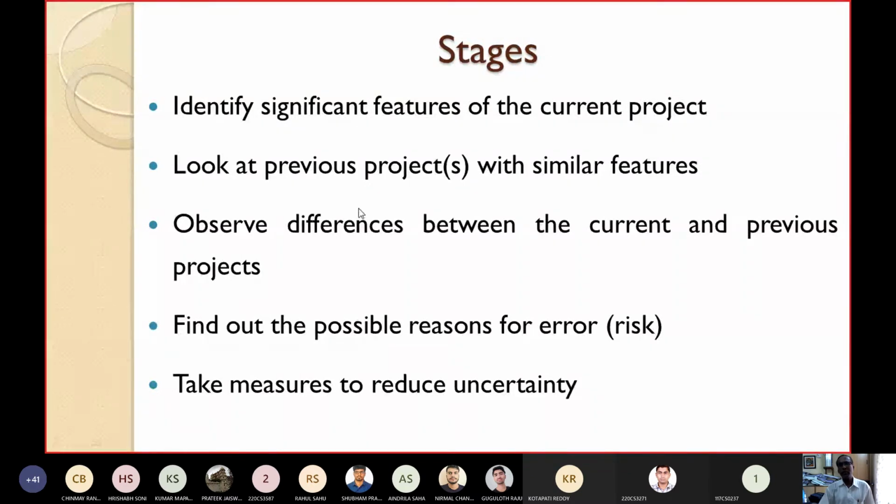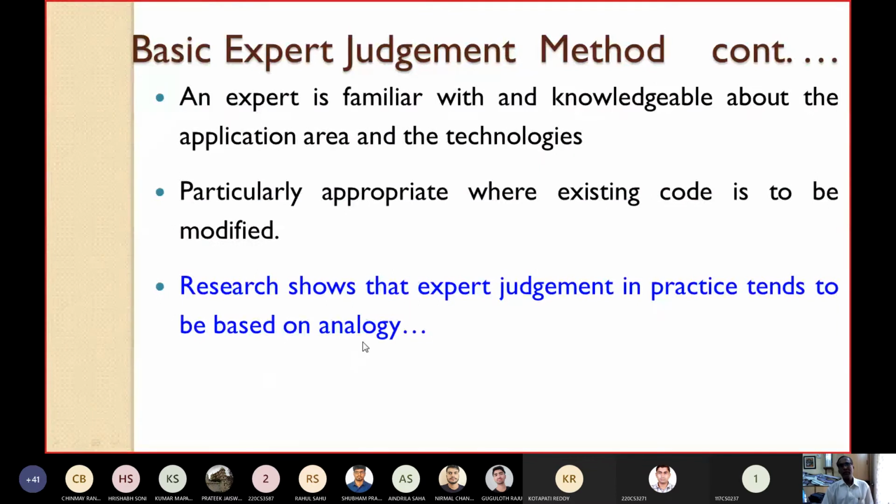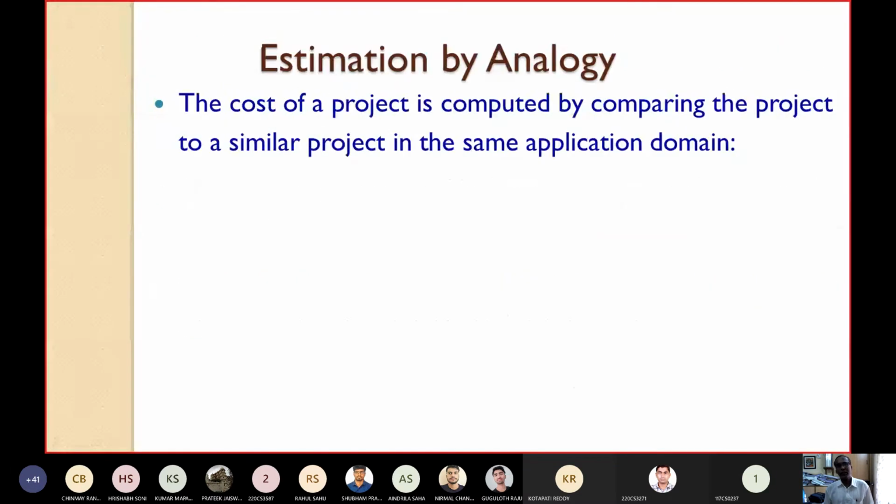If they do not match, you are observing the differences, and that means some error is there. Find out the possible reasons for the error or the risk. Then, after identifying the possible reasons for the errors, you take measures to reduce the uncertainty. There are some risks and some uncertainty in the new project, so you have to take steps to reduce these uncertainties or risks. This is how the analogy-based method works. So the basic expert judgment method is based on these analogy methods. The steps of the analogy methods I have told here.